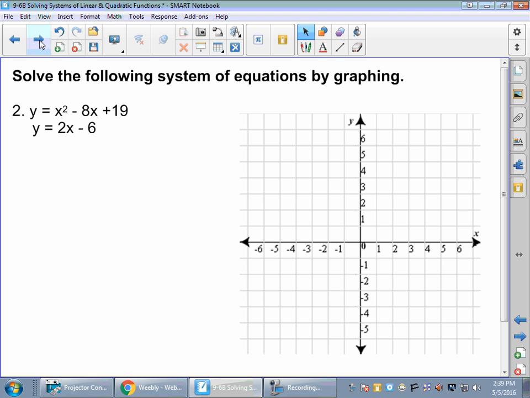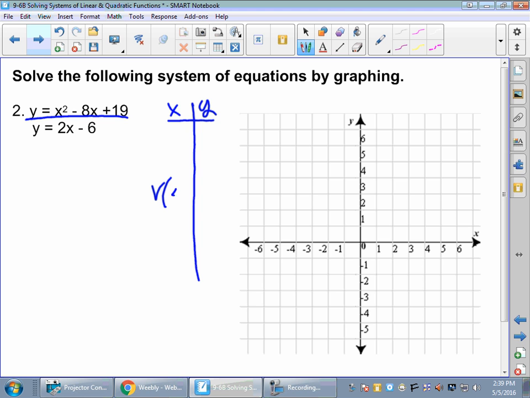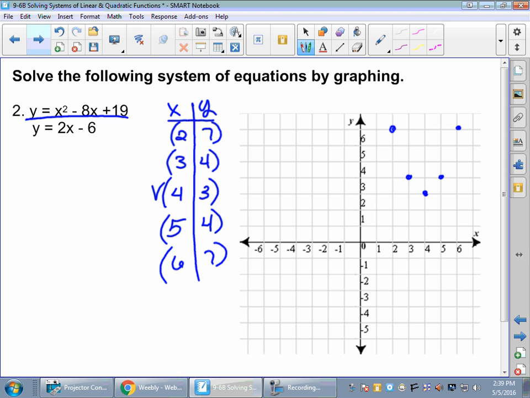The second equation here, same thing. I already worked out my points for you. And so what I found was that the vertex of the parabola is at (4, 3). And I just bounced points off of that. So 5 gives me 4. So that means 3 also gives 4. 2 gives 7. And 6 would give 7 as well. So I'm going to go ahead and graph those. (4, 3), (5, 4), (3, 4), (2, 7), and (6, 7).